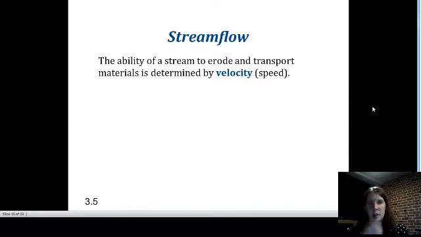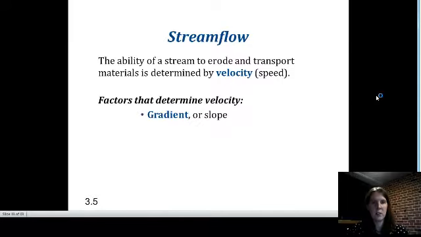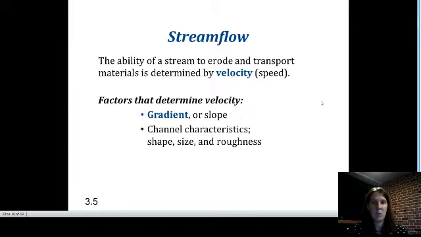So when we talk about stream flow, the ability of a stream to erode or transport material is determined by its velocity, or its speed. Streams can have a significant impact on the rocks and the landscape around them. But to understand how much of an impact they have, we need to understand their velocity. Factors that determine the velocity include the gradient, or the slope. Higher slopes have higher speeds.